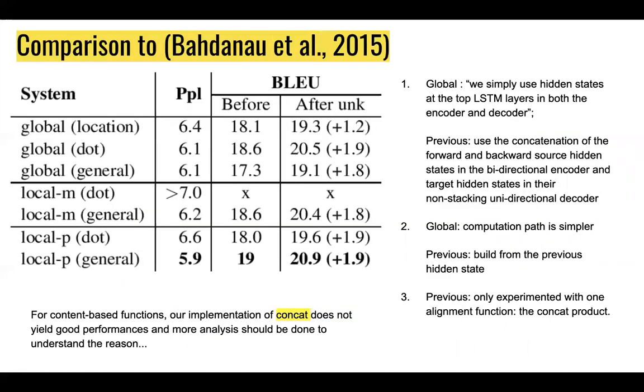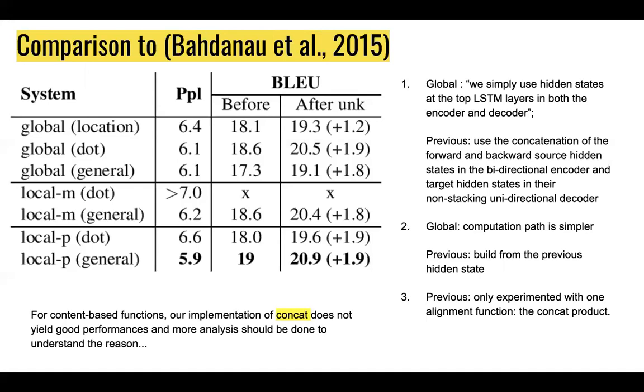Now we'll talk about the comparison with the previous work. There are mainly three key differences between this work and Bahdanau's work. First, for this global model, they simply use hidden states at the top LSTM layers in both encoder and decoder. But for the previous work, they used the concatenation of the forward and backward source hidden states in a bidirectional encoder. And for the target hidden states, they use a unidirectional decoder.